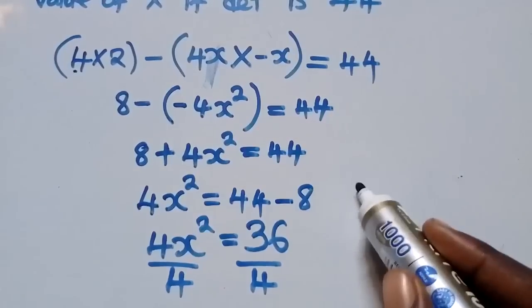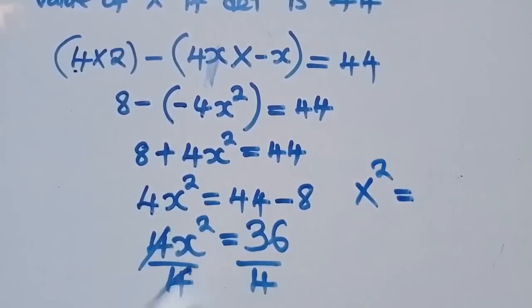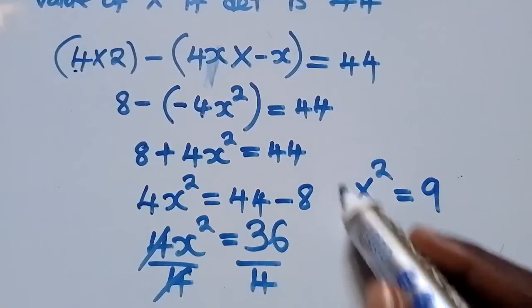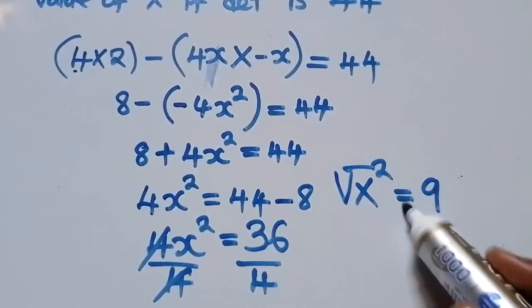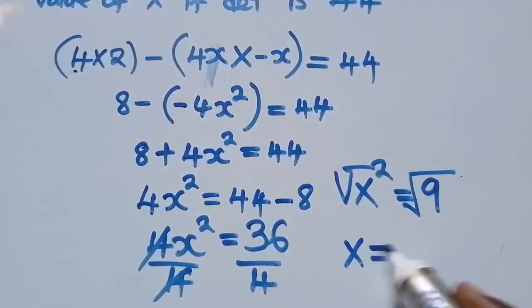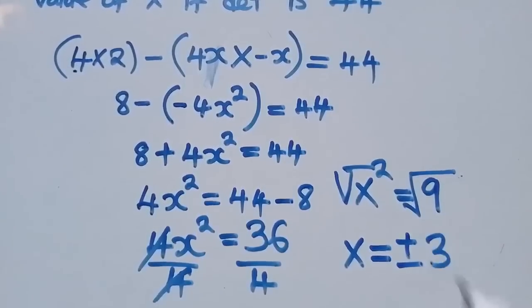Where I'm going to have x squared is equal to, these two are going to be cancelled. I'm going to remain with x squared. So 36 divided by 4 is 9. I'm not told to find x squared, meaning I need to introduce the square root on both sides. So x is equal to plus or minus 3.